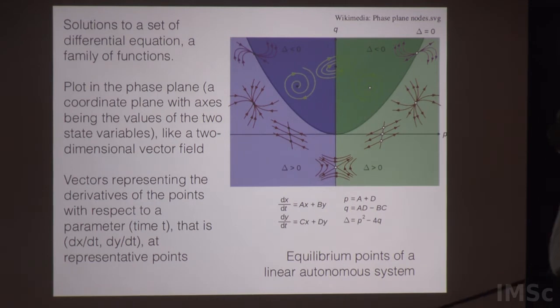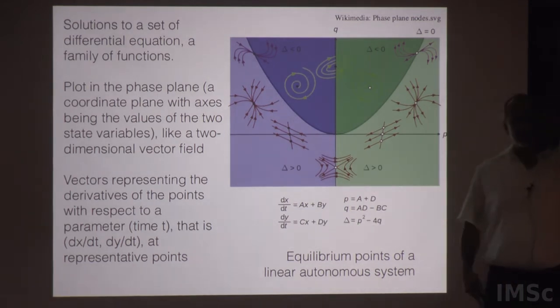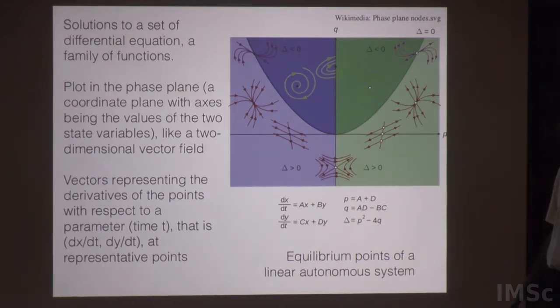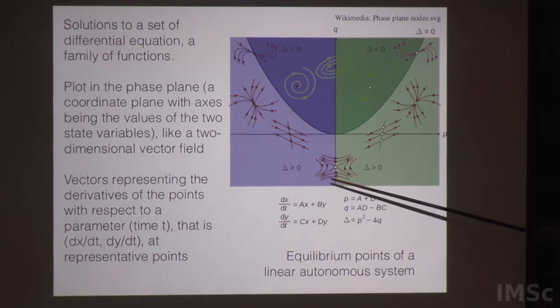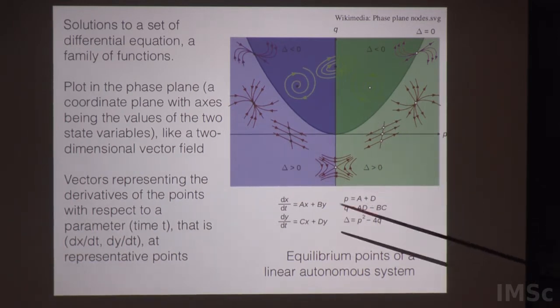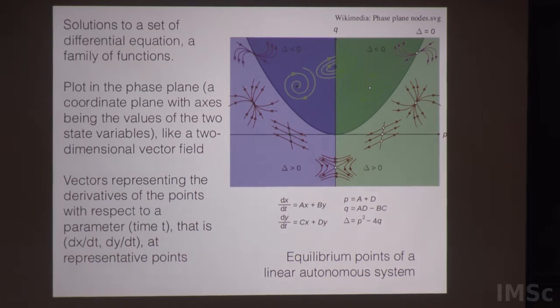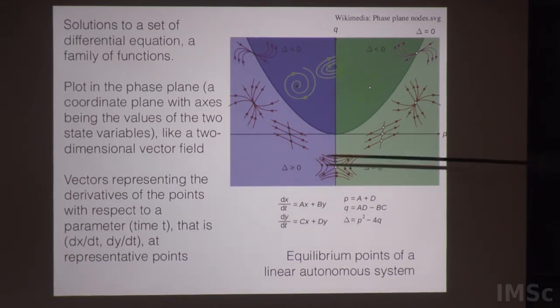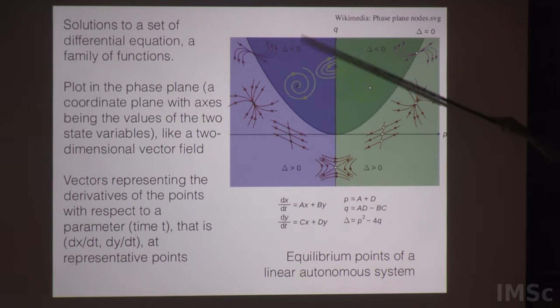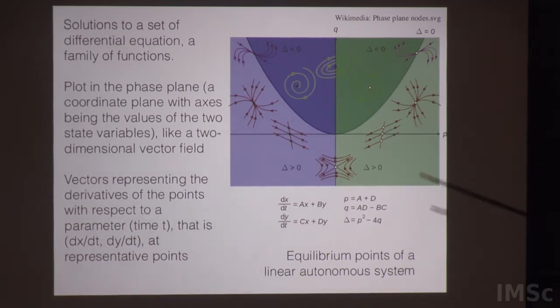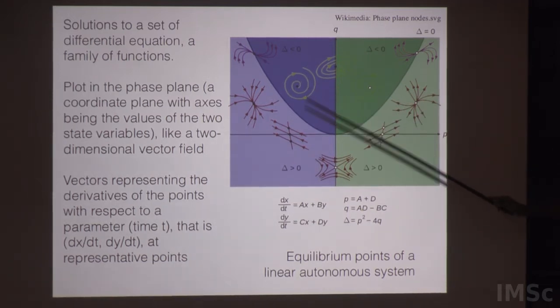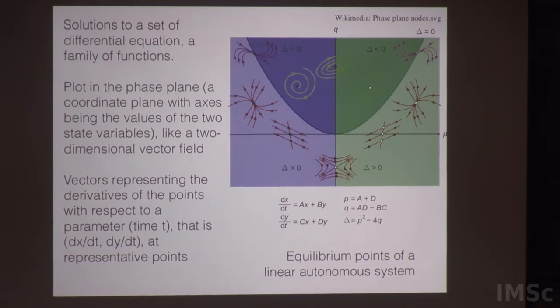Remember that the solution to any set of differential equations is some family of functions. Okay? And you can choose two variables that are being solved. Suppose x dot equals something, y dot equals something. I can plot my x here and my y here on this side, or in this case p and q. And then I can say, if I start at a particular point, where do my solutions go?